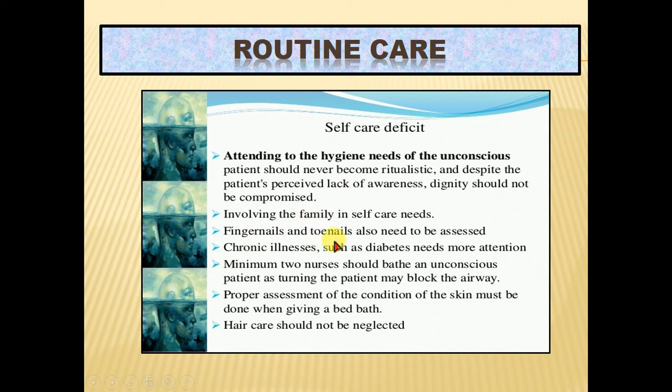The fingernails and toenails also need to be assessed, and if the patient is a diabetic patient, this patient needs more attention, because we know that wound healing is delayed. When we are taking care of an unconscious patient, it is better to have two nurses, because turning may block the airway. So two nurses together should take care of the patient, especially when you are giving the basic care. Then assessment of skin has to be done, and hair care should not be neglected.